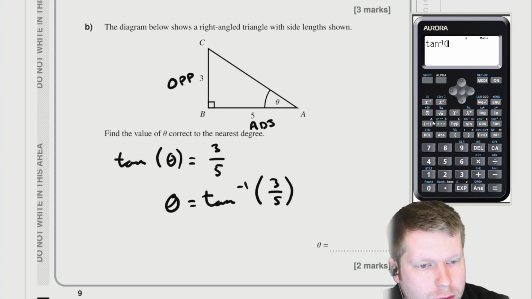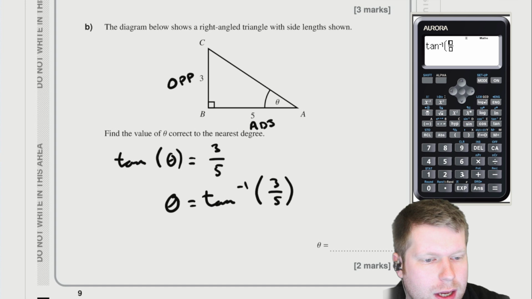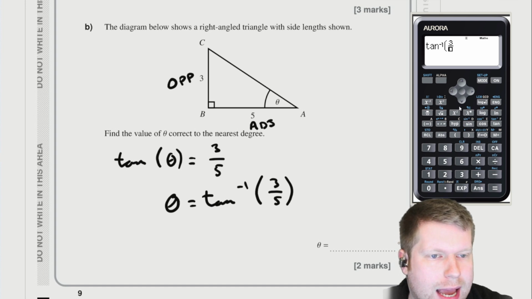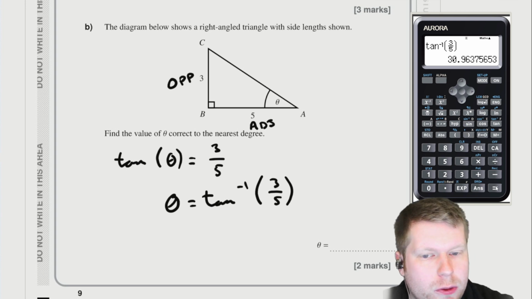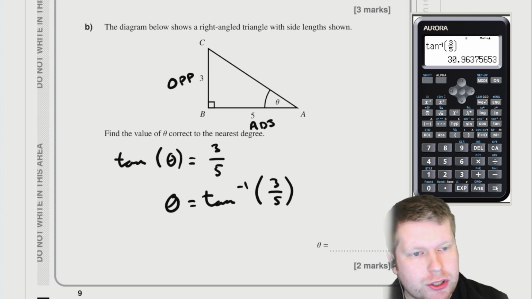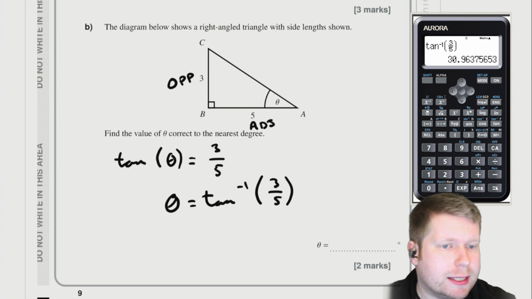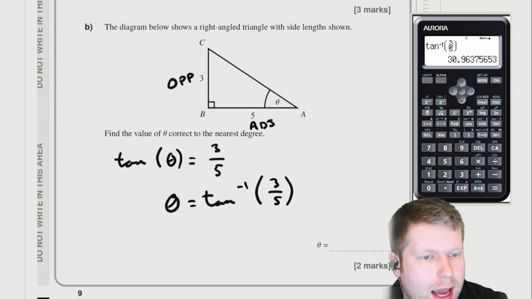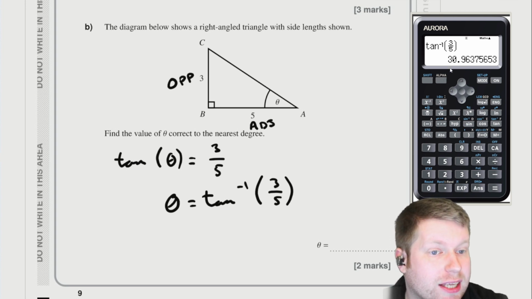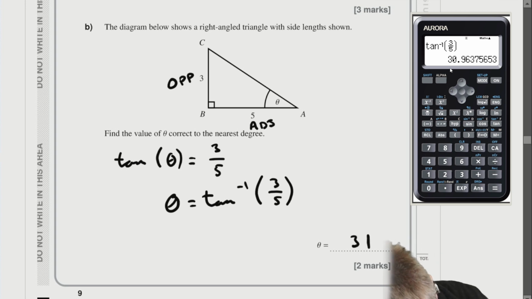And then we need to go 3 over 5, so I type my fraction button, and I go 3, and then I click down to type 5, then I just move to the right to get out of my fraction, close the bracket, and press equals. And it does ask for our answer in degrees, to the nearest degree, so I don't want decimal places, so it should be 30, and then you realise here that the 0 gets rounded up to 1 because the next digit is a 9, okay? So this should be 31.